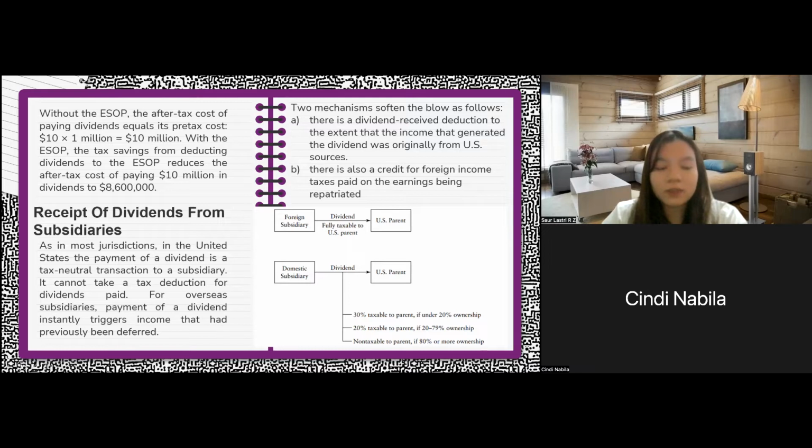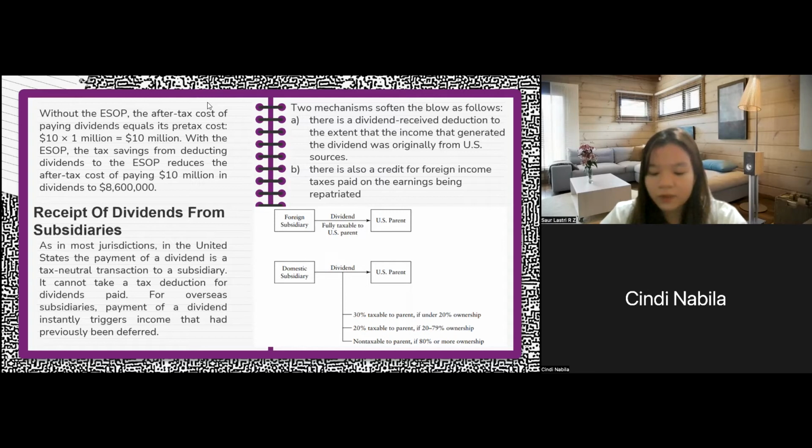And then we come to the receipt of dividends from a subsidiary. As in most jurisdictions in the United States, the payment of a dividend is a tax-neutral transaction to a subsidiary. It cannot take a tax deduction for dividends paid. For overseas subsidiaries, payment of a dividend instantly triggers income that had previously been deferred. There are two mechanisms to soften the blow.